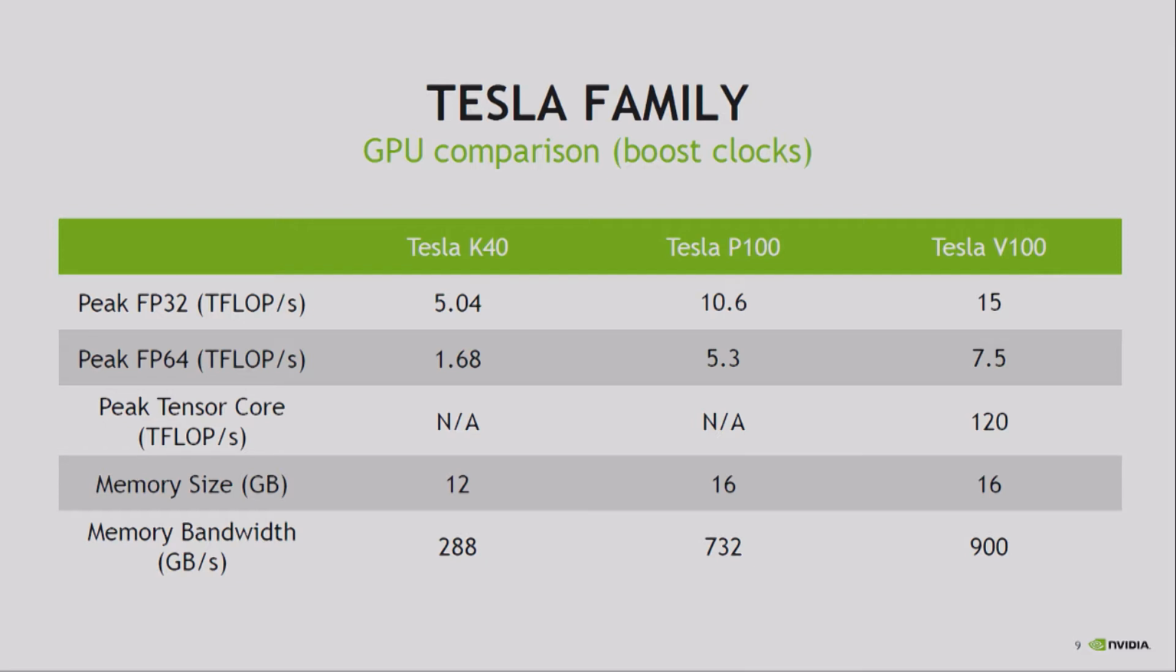And bandwidth is also increasing in general. From Kepler to Pascal, it was a big jump. Then from Pascal to Volta, the peak bandwidth did not increase significantly, but the achieved bandwidth is actually much better. The utilization of the bandwidth on Volta is, I think, beyond 90%, while on Kepler and Pascal it's mostly around 80% that you can achieve of the peak.